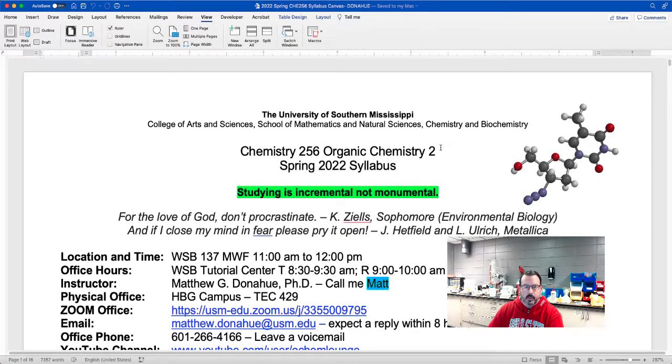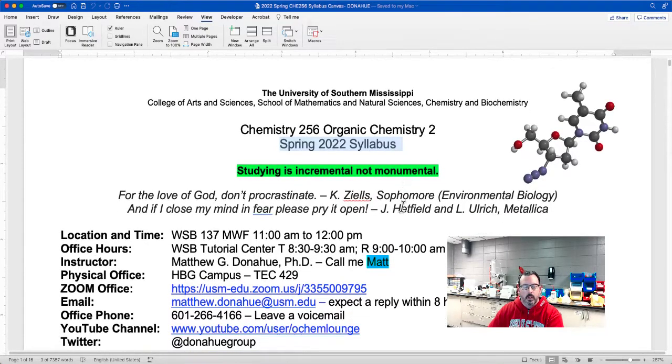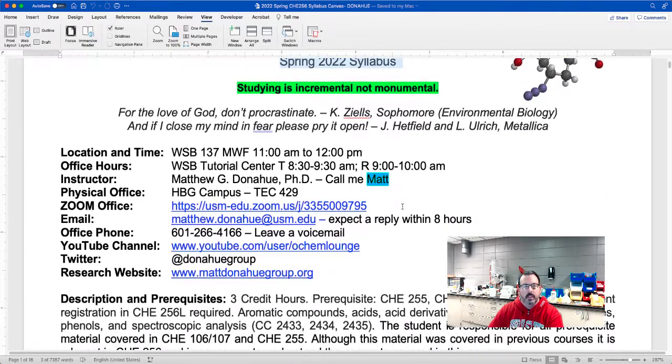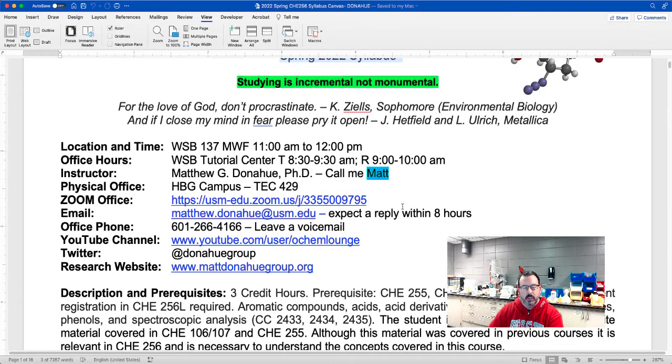This is the syllabus tour for Organic Chemistry 2 for the spring 2022 semester. So the class takes place in Walker Science Building, room 137, Monday, Wednesday, Friday from 11 a.m. to noon. My office hours this semester will actually be in the Walker Science Tutorial Center, which is room 238.